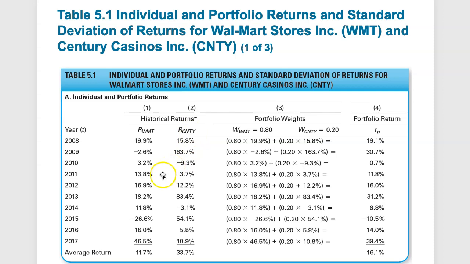So if we only had two assets in this portfolio, we'd have the average return for stock 1 and the average return for stock 2 from 2008 to 2017. Now, Walmart makes up 80% of the portfolio, and Century Casinos makes up 20%. So we would take the return for one year, 19% times 80%, plus 20% times 15%. And this would give us the portfolio return for that year. Now, we can get the average return by adding up all of the portfolio returns and dividing by the number of years here, which I believe is 10 years, to get an average return for the portfolio.